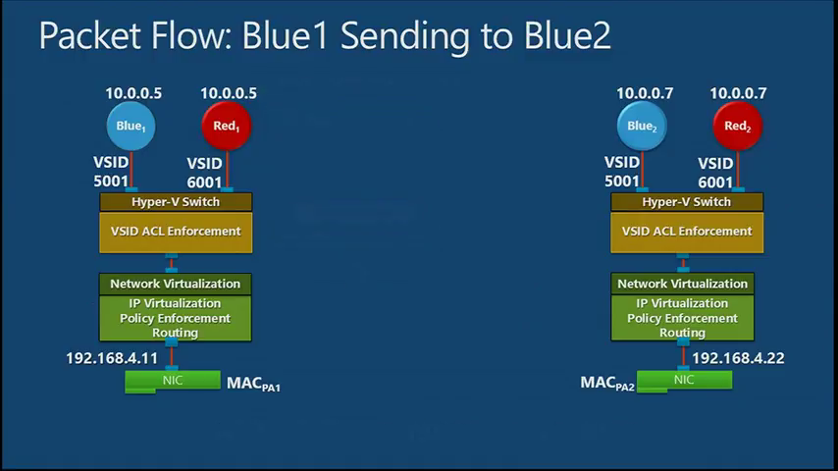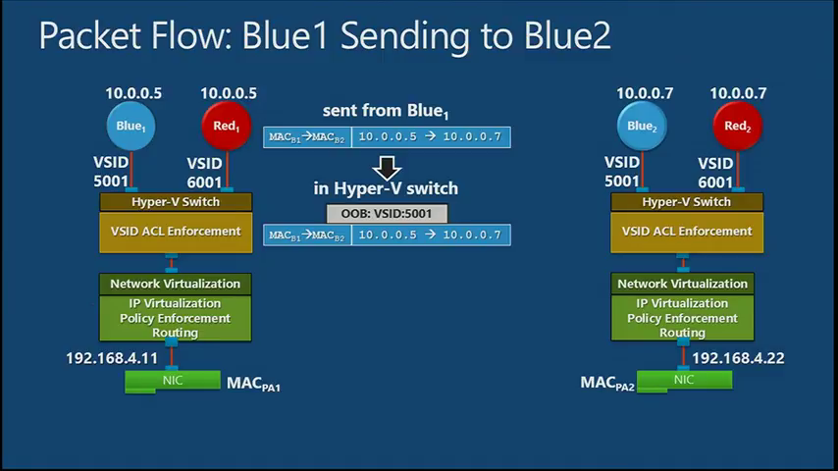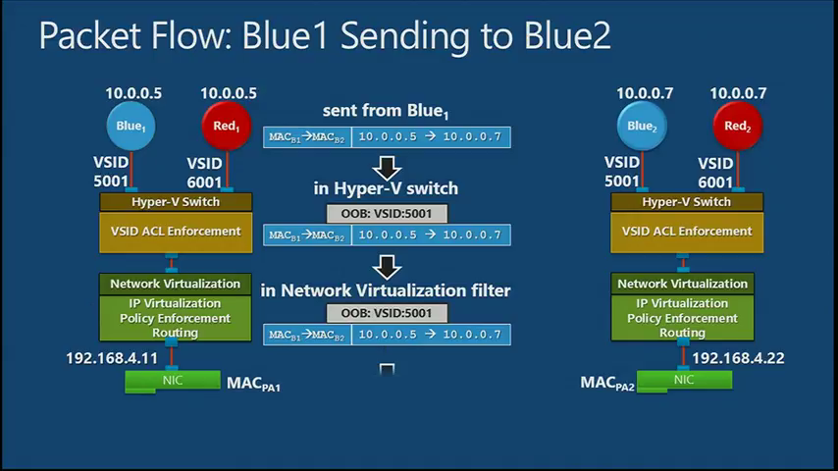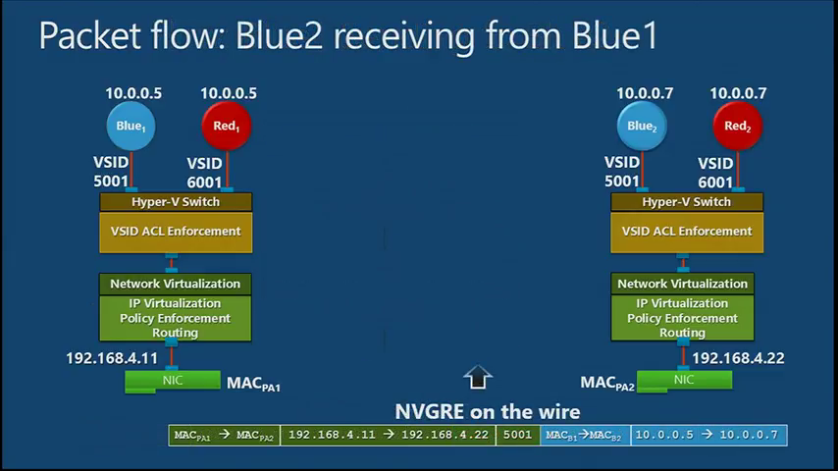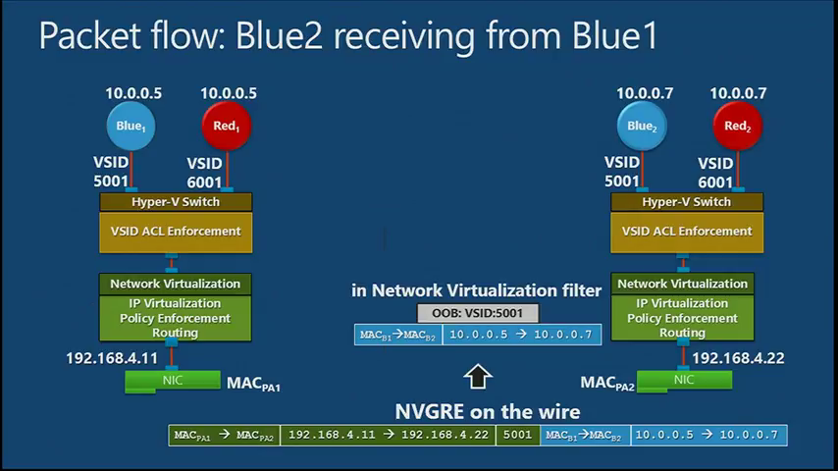And then blue sends its bit of traffic. Hey, I'm sending from my MAC address to your MAC address, this IP address to this IP address. Then the Hyper-V virtual switch tags it with the virtual subnet ID, and the network virtualization filter picks it up and encapsulates it into what actually appears on the wire. So from provider address 1 to provider address 2, or the router or whatever it happens to be, and then from IP address 1 to IP address 2 and the virtual subnet ID. Then that gets sent on the wire, gets received at the other side, and the network virtualization filter unpacks that. Question?